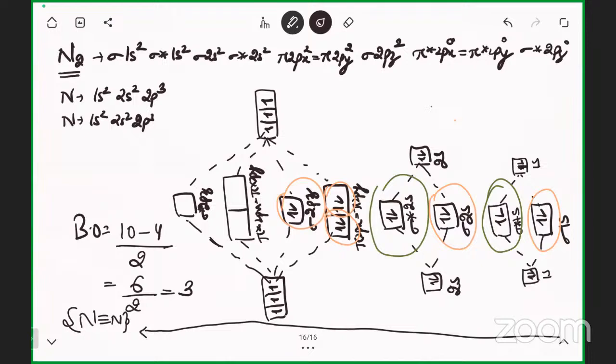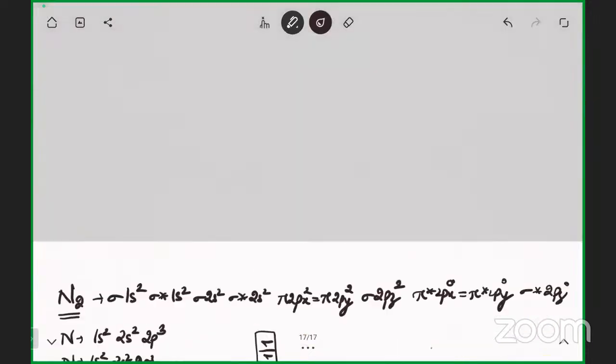Clear this thing? Yes, sir. Diamagnetic. Yeah, very good. That is diamagnetic. This is diamagnetic in nature. Okay. Next, let's take one more example.